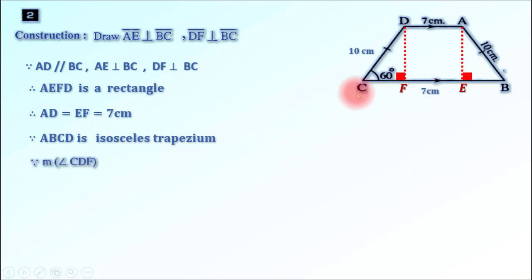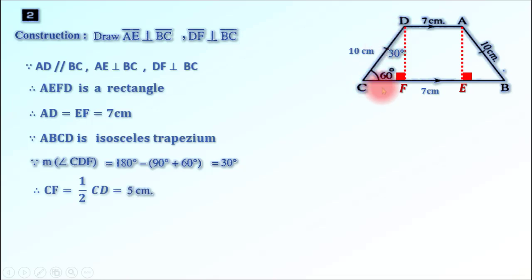Since the measure of angle CDF will equal 180 minus 60 plus 90, which equals 30 degree. And we know in a right angle triangle, if we have an angle whose measure equals 30 degree, therefore the side opposite to the 30 degree angle must be equal to half the length of the hypotenuse. Therefore CF equals half the length of hypotenuse CD, which equals 5 centimeter. Then the length of BE also will equal CF, equal 5 centimeter. Then the length of BC will equal 5 plus 5 equal 10 plus 7 equal 17.